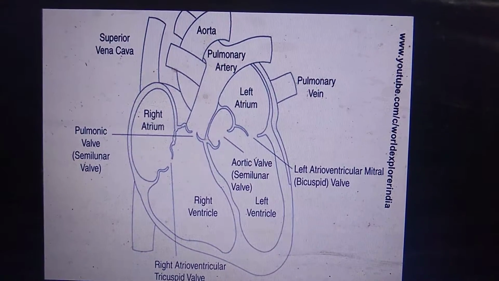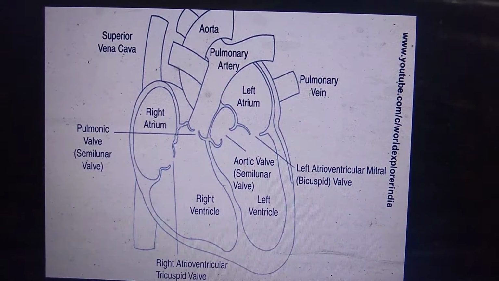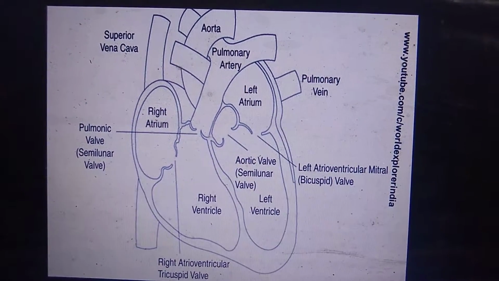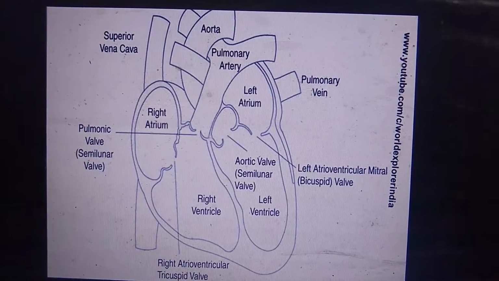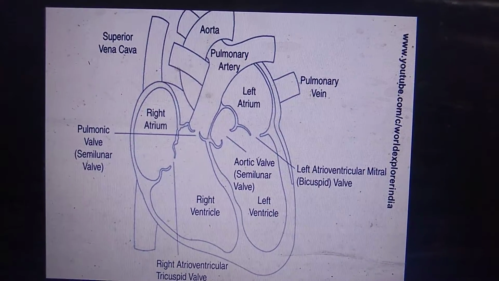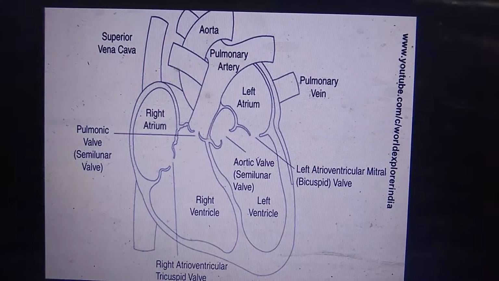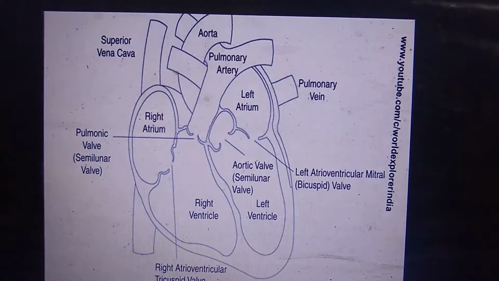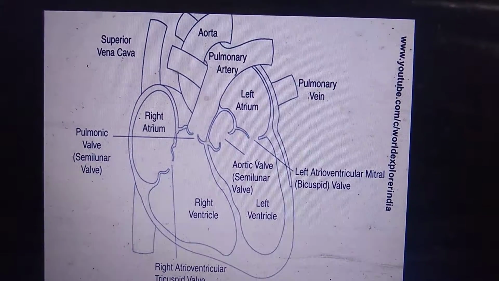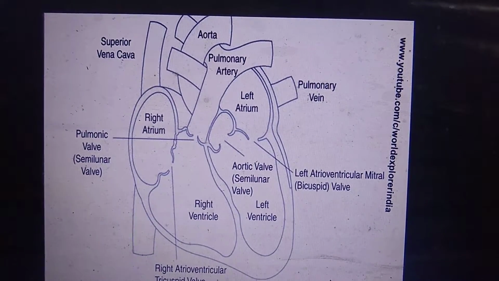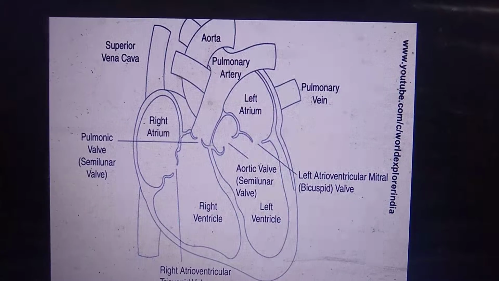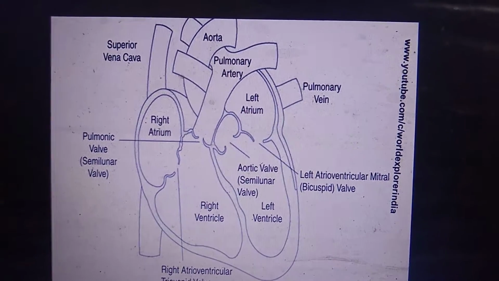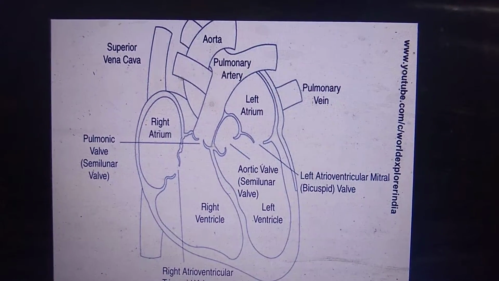Again, atrium is also called auricle, that is right auricle and left auricle. Right auricle and left auricle are separated by the septum, and between the right atrium and right ventricle there is the tricuspid valve. Between the left atrium and left ventricle there is the bicuspid valve. And again we can see the pulmonary valves.